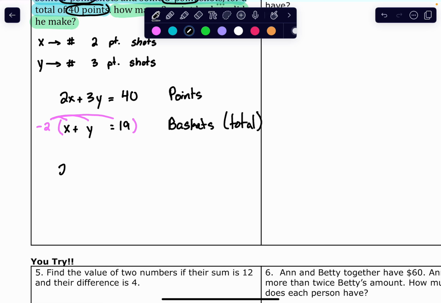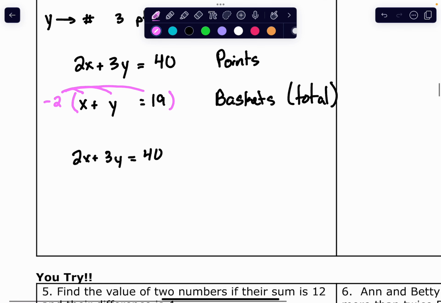I'm going to rewrite the top equation just so things don't get messy. And here comes the bottom equation. Pay attention to my colors. 19 times 2, 20 times 2 is 40, minus 2 is 38. And then careful with that negative sign.